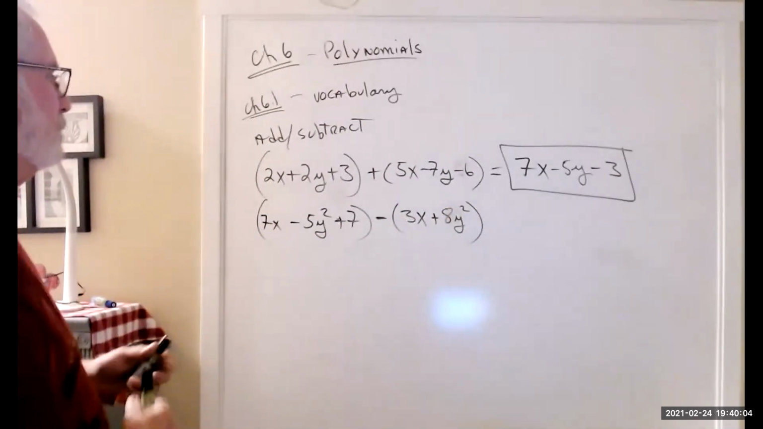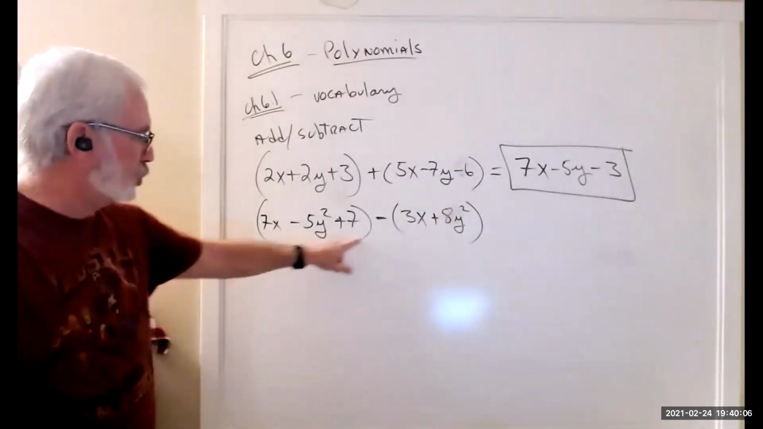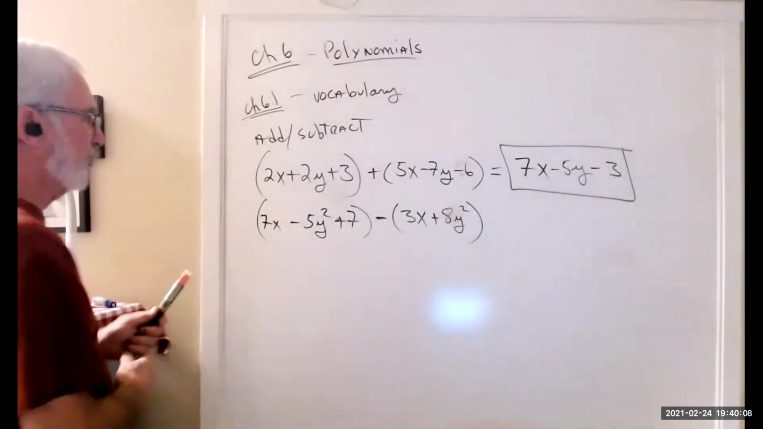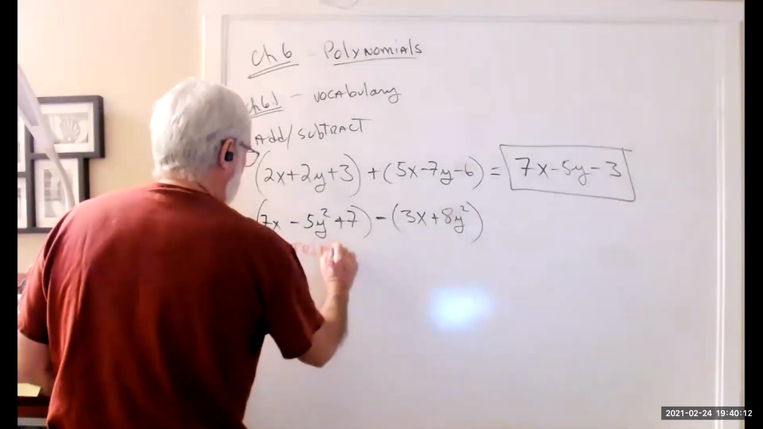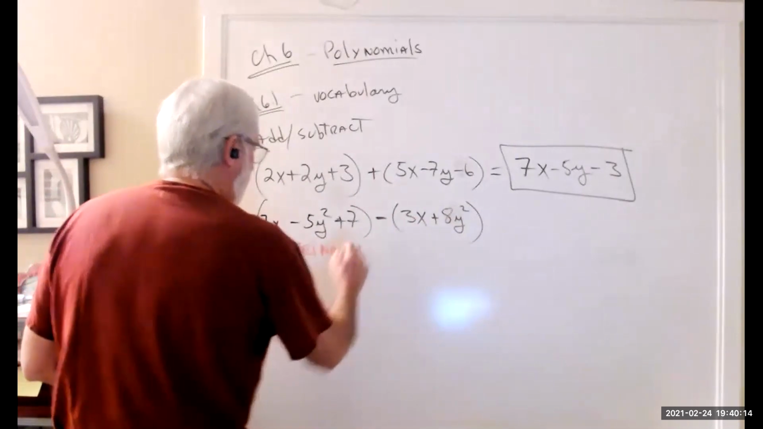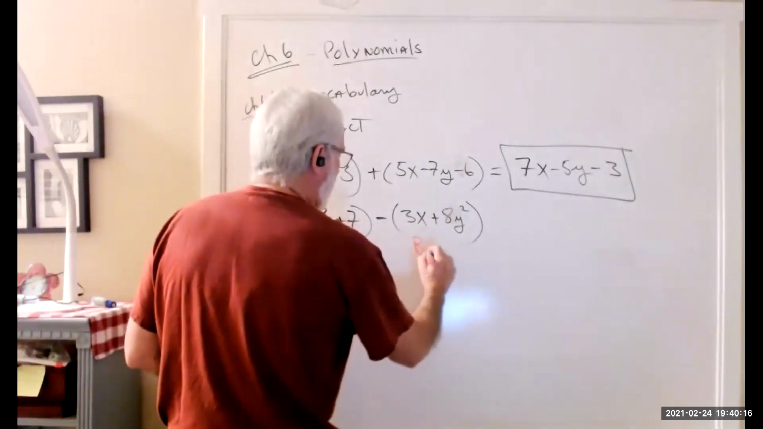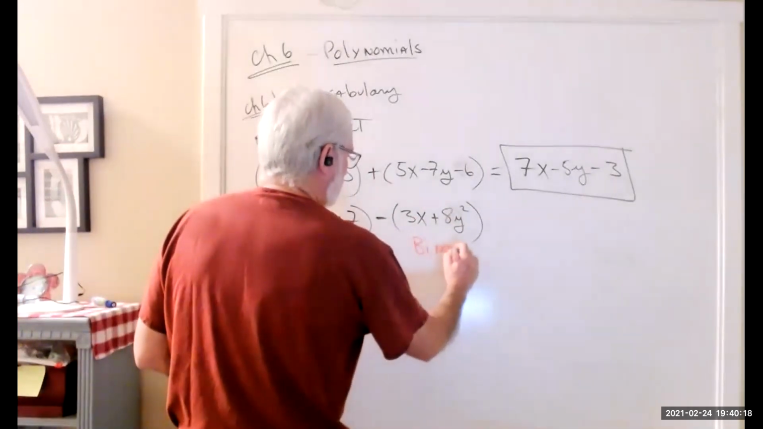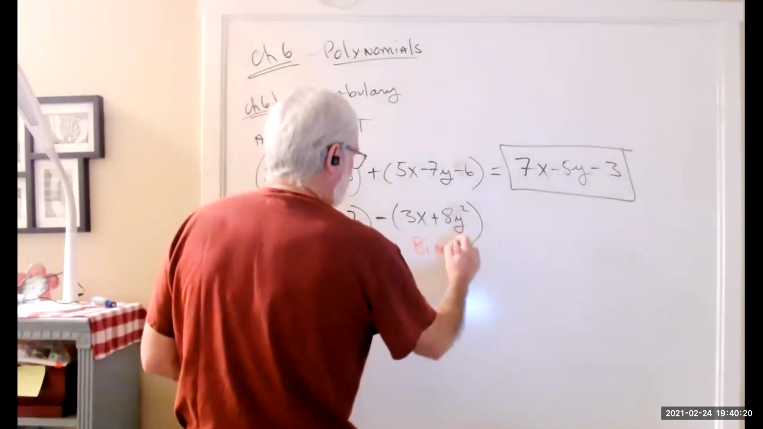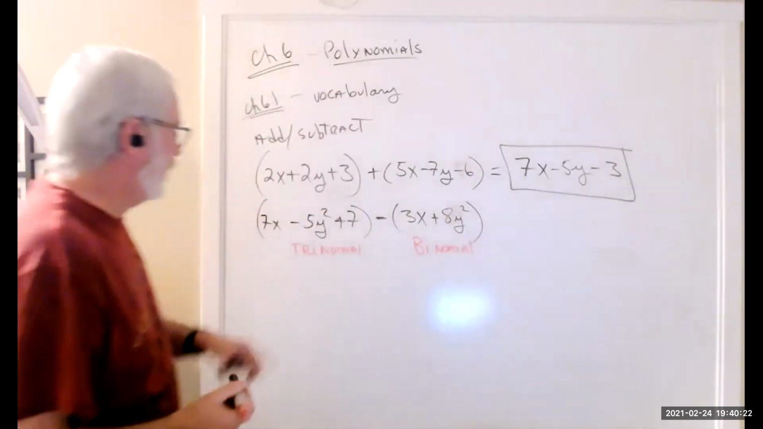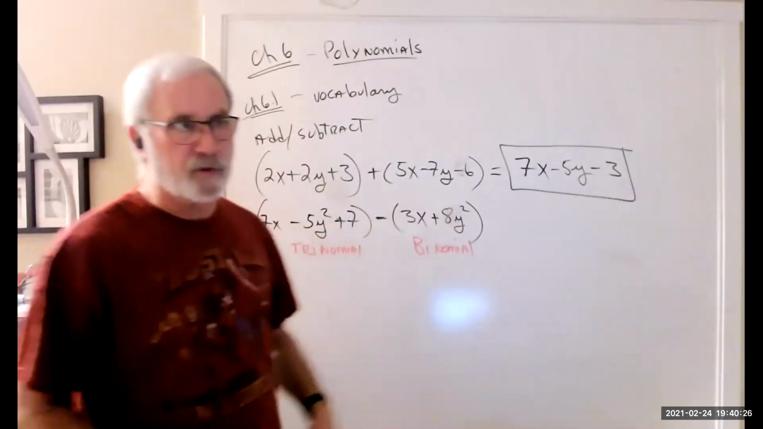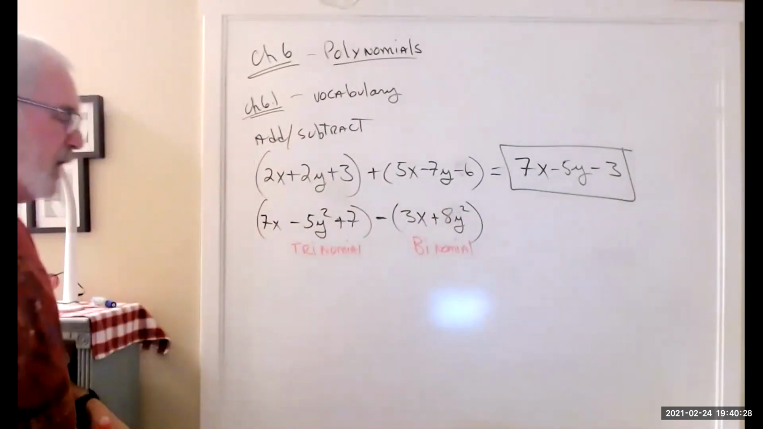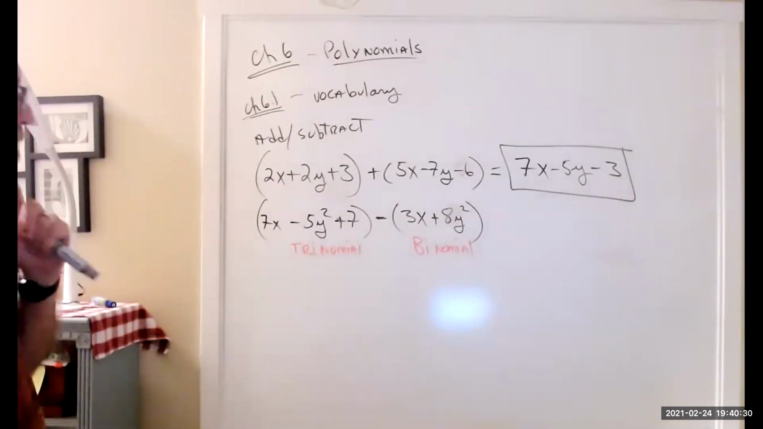So now, this is called a trinomial because it's got 3 terms. Trinomial. And this is a binomial. Okay. A trinomial has 3 parts to it. A binomial has 2 parts to it. Just throwing in some vocabulary there for you to play with.